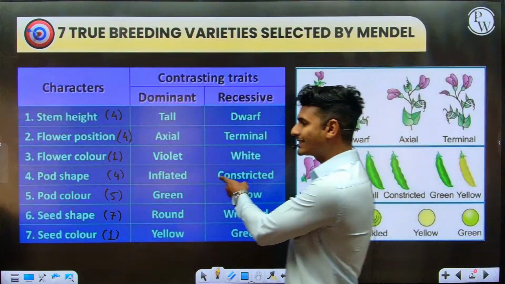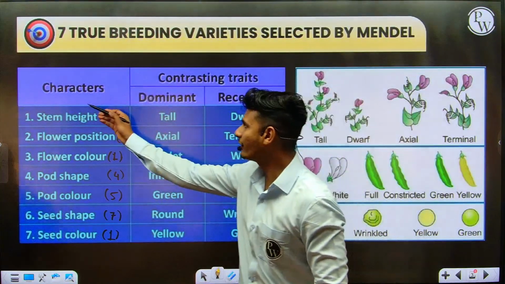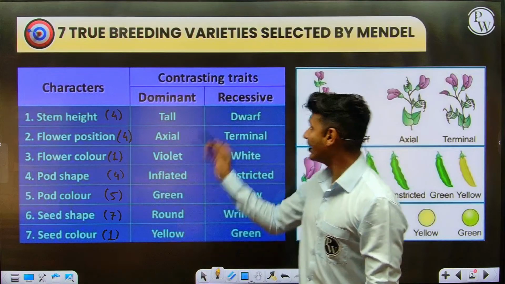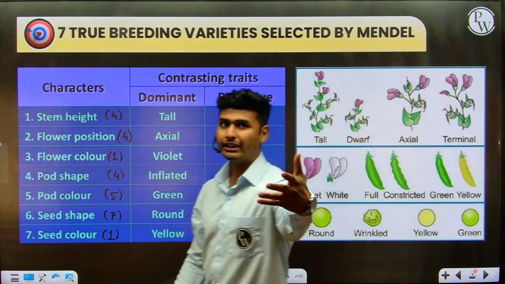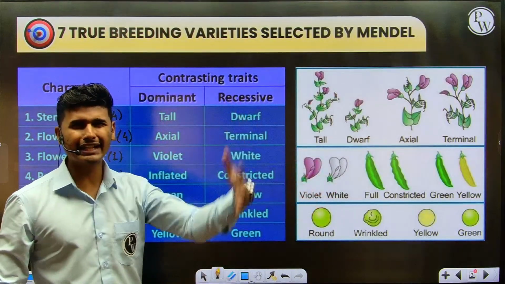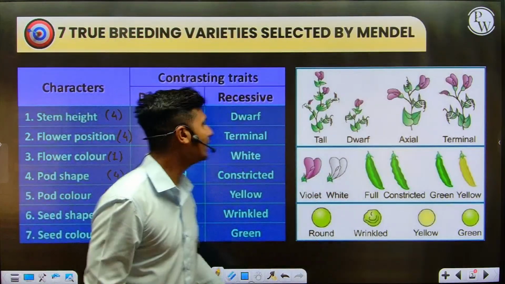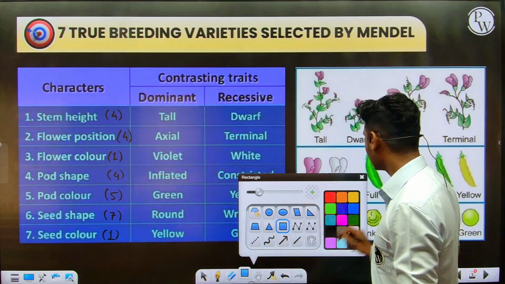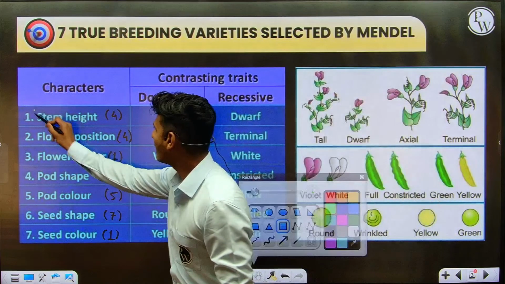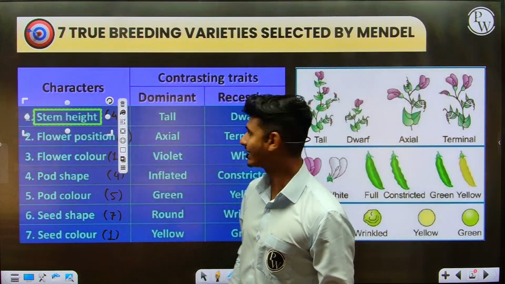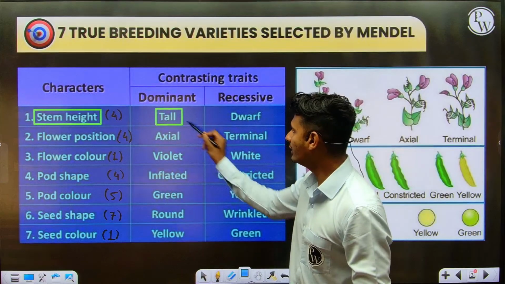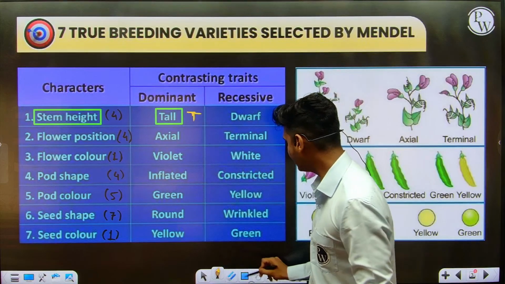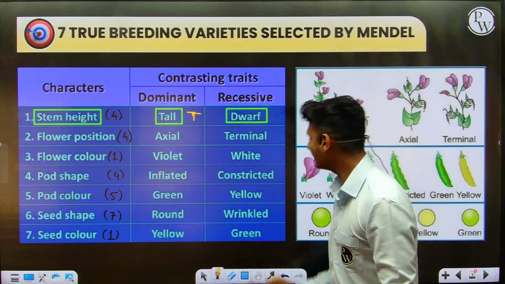In the very first slide, I have in front of you the 7 characters given by Mendel, their dominant trait and recessive trait. I am going to discuss the monohybrid cross, test cross and back cross. So first of all, let's discuss the characteristics. The first character mentioned here is stem height. The dominant character is tall, represented by the symbol T, and the recessive character is dwarf, represented by the symbol small t.